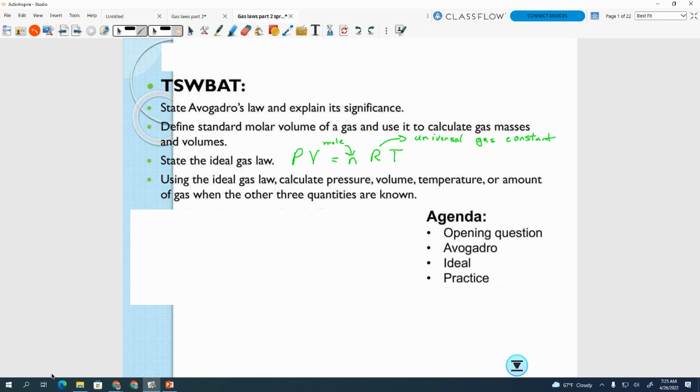But the main thing we're going to focus on today is the ideal gas law, which I have written in green on there. It's pressure times volume equals nRT. N stands for moles, R is the universal gas constant, and T is temperature in Kelvin.